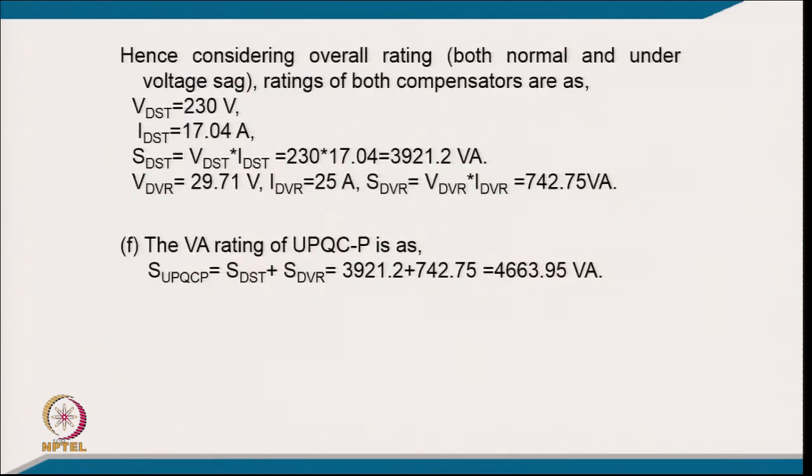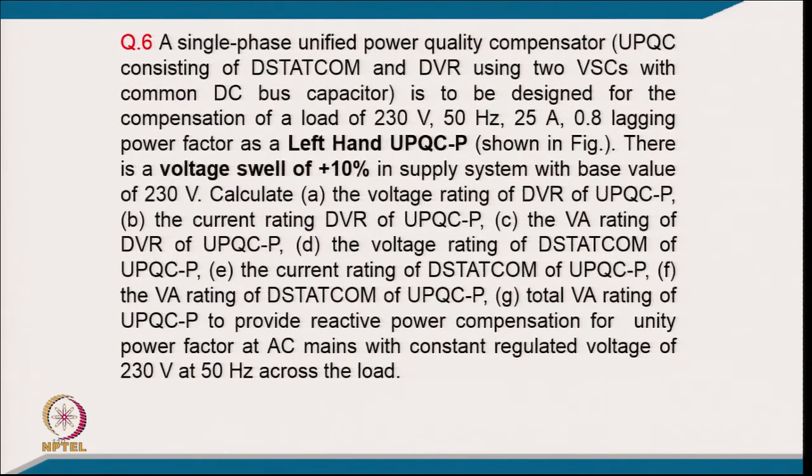Hence, considering the overall rating for normal and under voltage sag, the rating of both compensators are: D-STATCOM 230 volt and current rating 17.04 ampere, and the D-STATCOM rating is 230 into 17.04, so it becomes 3921 VA. The DVR voltage rating is 29.71 and current is 25 ampere, so its rating comes to 742.75, and the total rating will be SDSTATCOM plus SDVR. Adding these two, it becomes 4663.95 VA.